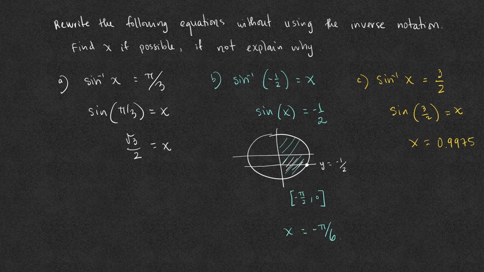On an unrelated note, if this problem is sine inverse of 3/2 over x, which is not related to part C, then we would rewrite this as sine of x equals 3 over 2. And in this case, there is no such x because sine of any angle is always between negative 1 and 1, and 3/2 is more than 1.